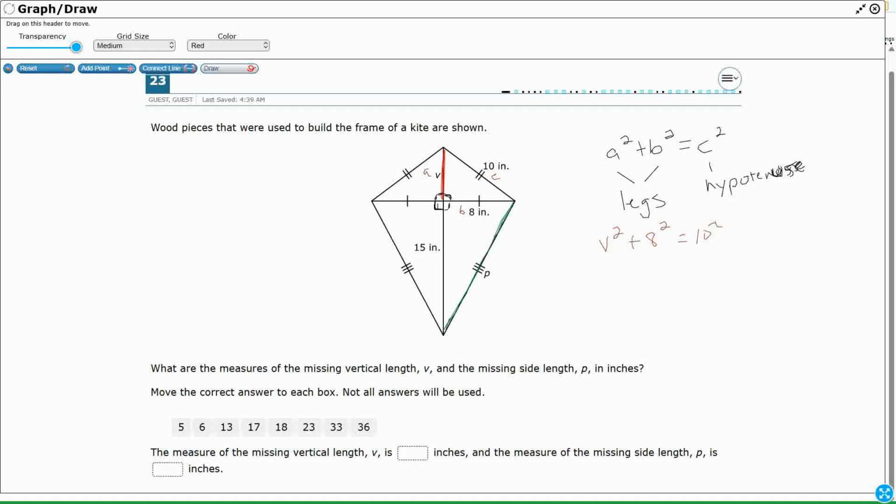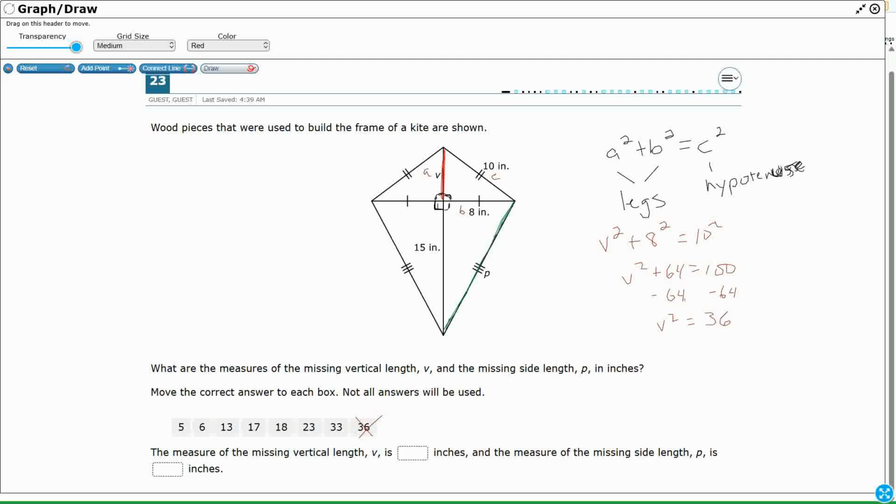Okay, so let's go ahead and simplify. V squared plus 64 equals 100. We're going to use the subtraction property of equality. We're going to subtract 64 from both sides. And we are going to get V squared equals 36. Now, we're going to need to not use 36. That's not our answer, because that's V squared.